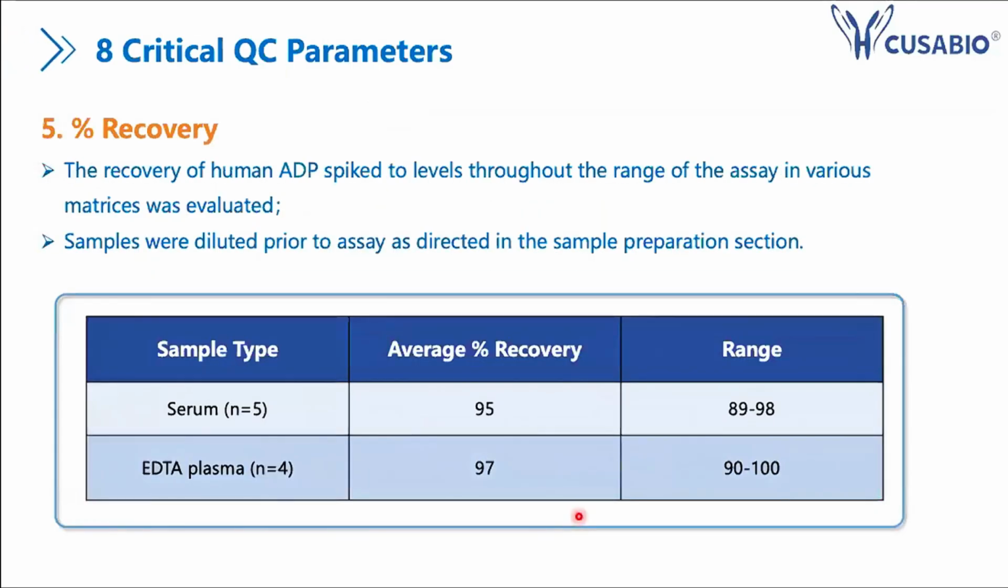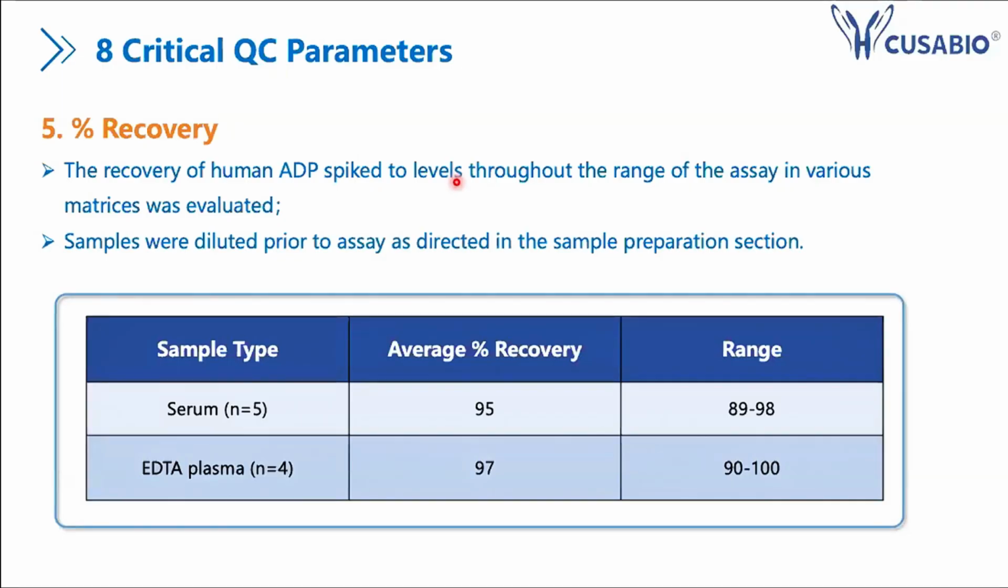The next QC parameter is the percentage of recovery. This parameter is to make sure the assay is ideal for the sample matrix. So how can we calculate the number? It's determined by spiking a known amount of the purified target protein into a sample matrix.